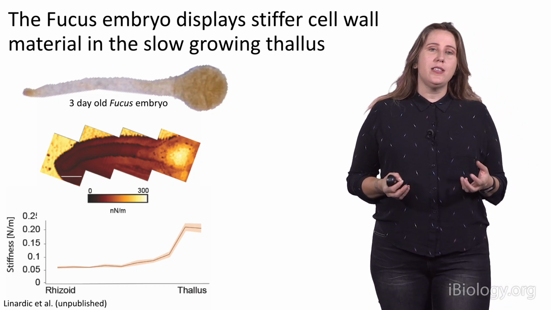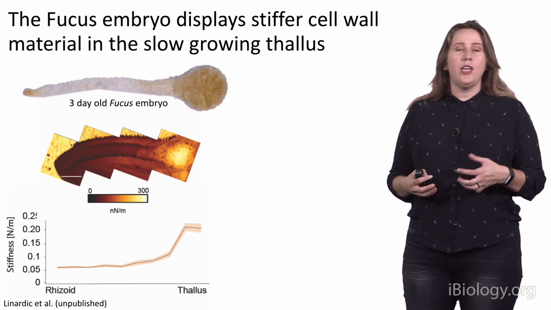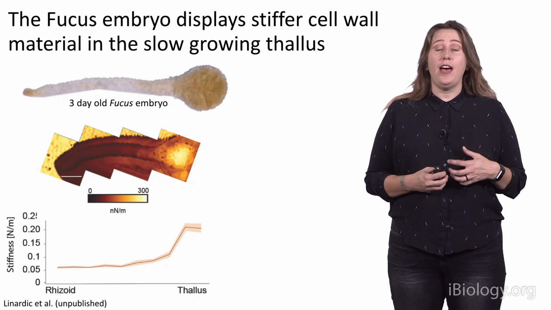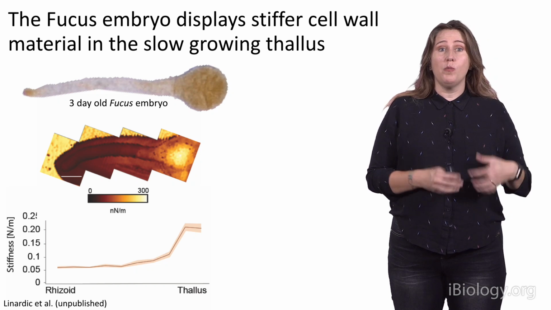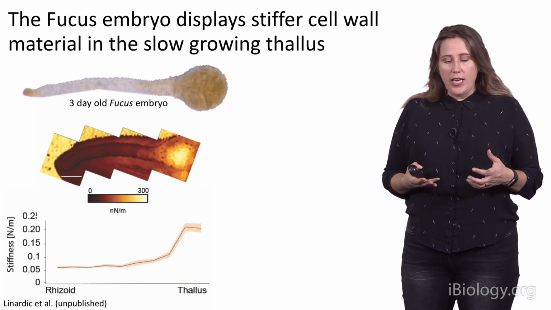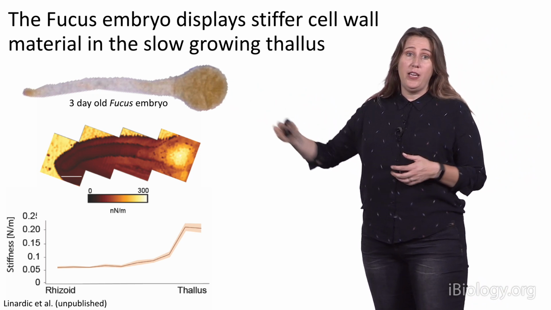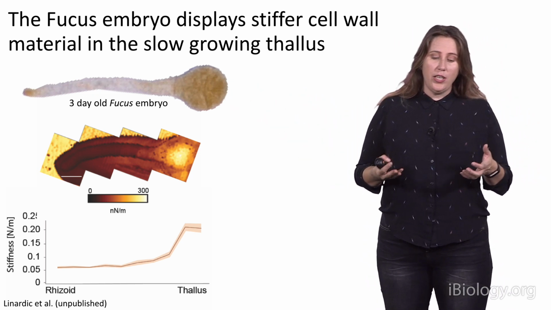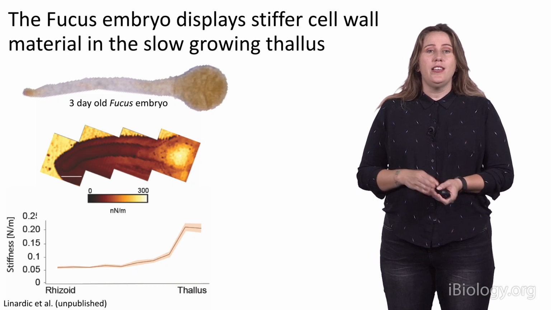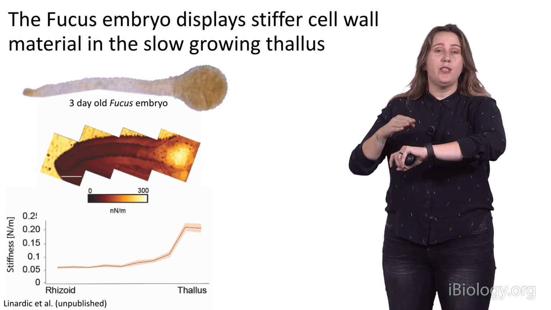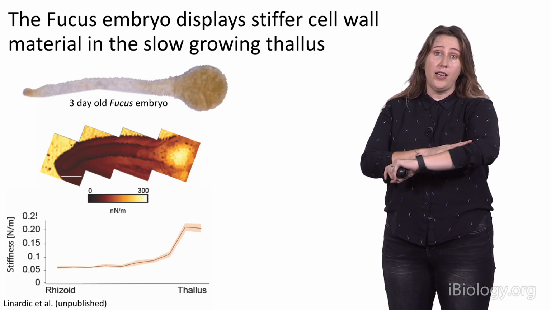And what we knew in plants is that the areas that grew a bit slower tended to have stiffer cell walls, and areas that were expanding faster tended to have less stiff cell walls or more elastic cell walls. So in order to ask this in the Fucus embryo, what we did is we applied atomic force microscopy to developing embryos. And essentially what AFM allows us to do is push along certain regions of the sample and ask whether or not it takes more force to deform one area than another.